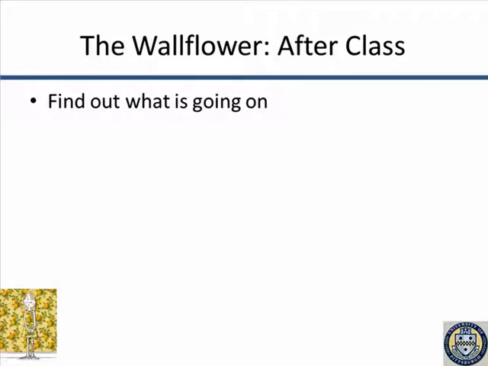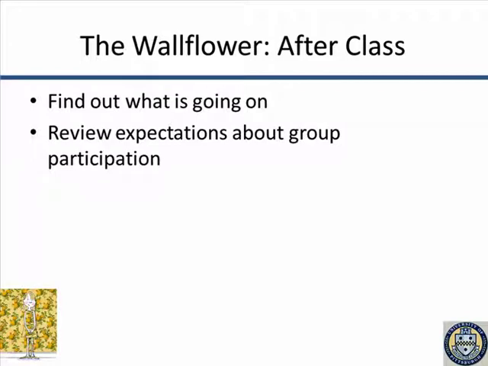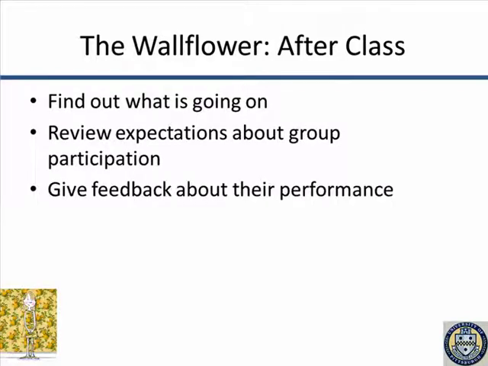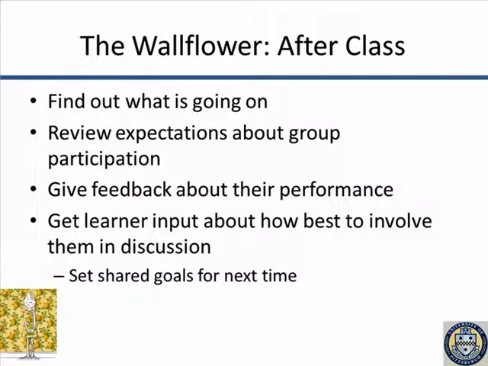After class, I think this is, again, if it's a pattern, you can find out what's going on. Review expectations that you do expect balanced participation from everyone, and give them feedback, saying that they're not speaking as much as you'd like. And it may be good, as you were also saying, Joanne, to get them involved in how best to involve them. What do they think is a feasible goal? What thing do they want to focus on and put their next step on?